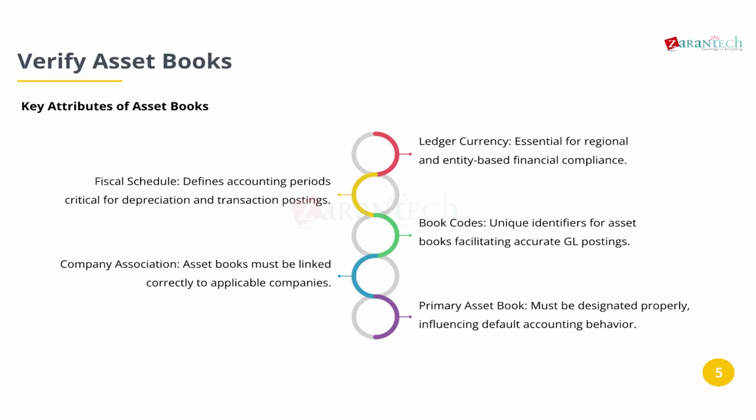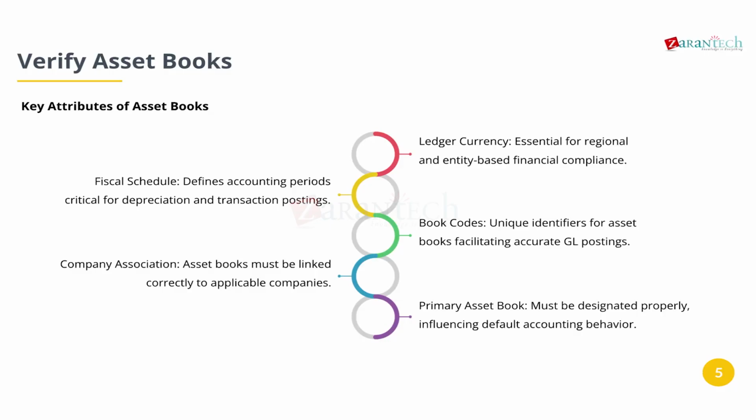Now, book codes. Book codes are unique identifiers for different asset books. Like you can have an accounting book, tax book, statutory book, IFRS book, state tax book, other reporting statutory book, or other book. Basically, it facilitates accurate ledger posting and allows the system to distinguish between different sets of accounting rules, because we have different sets of accounting rules as per the books.